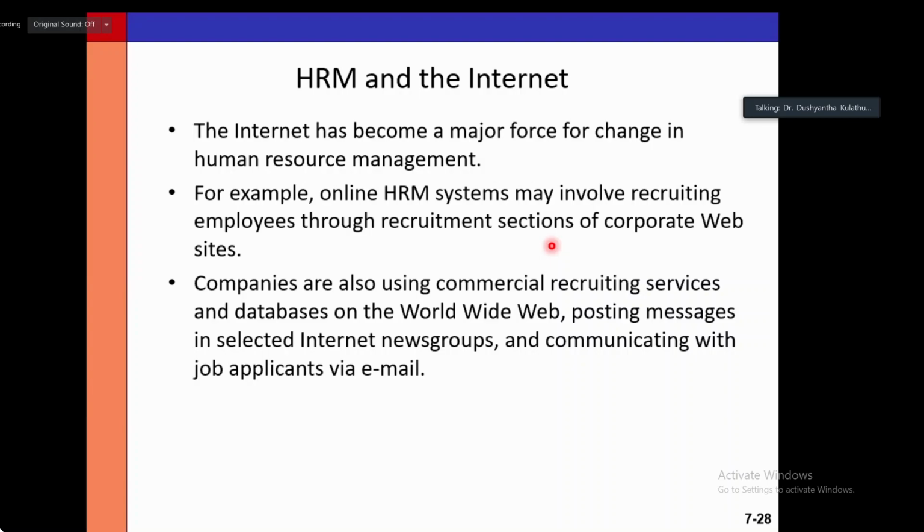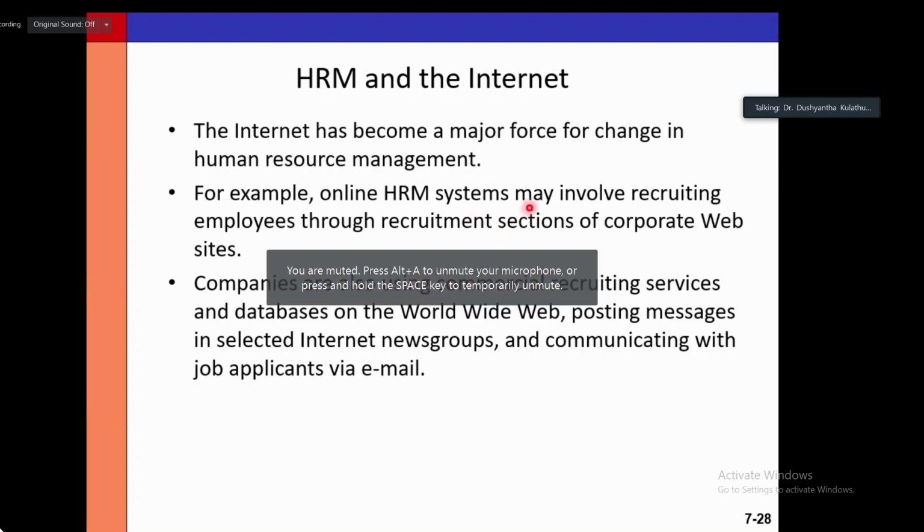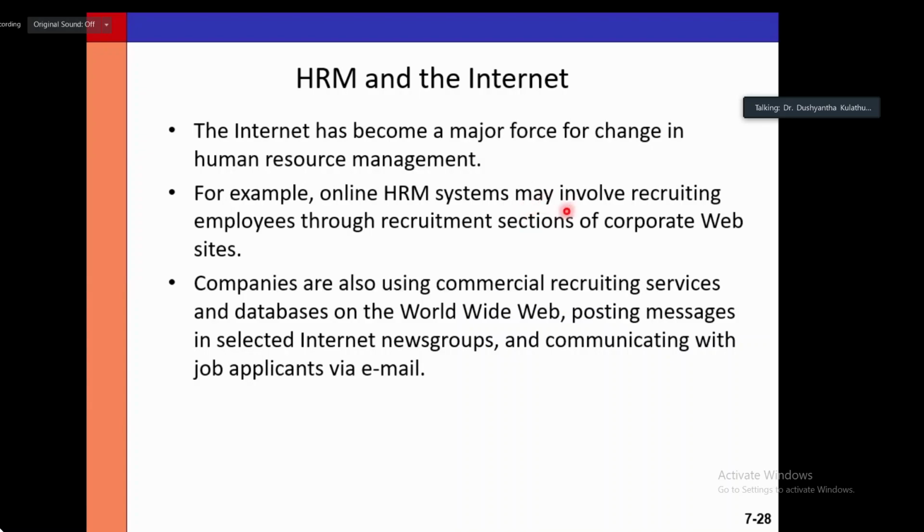But that has been made, I think, easier, and you don't have to go for paper-based advertisements. That can be done as a complementary mode always. But the corporate website can be used to publish the vacancies and call for applications. And so, with the connections to the internet, the human resource management systems are capable of directly getting applications from the prospective applicants. Companies are also using commercial recruiting services and databases on the World Wide Web, posting messages in areas.